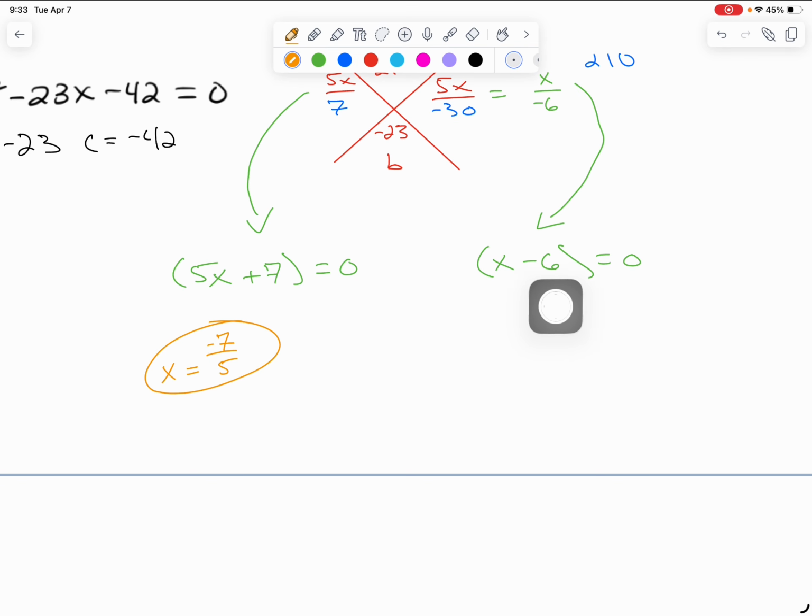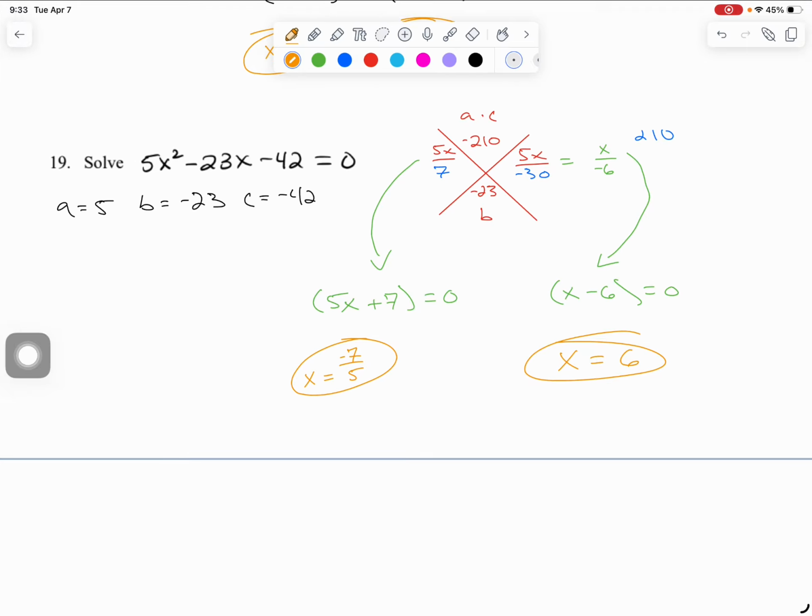And if x minus 6 equals 0, just take the opposite of that negative 6. What does x equal? 6. Go ahead. Use it. You're done. Good luck. Let's crush. Let's dominate. Let's go.